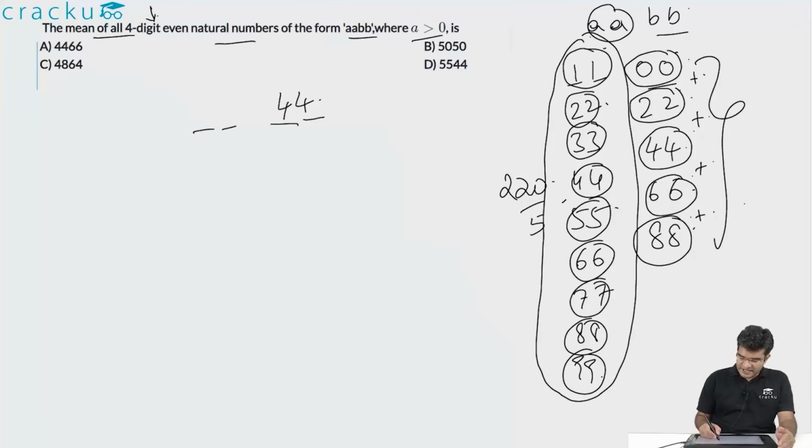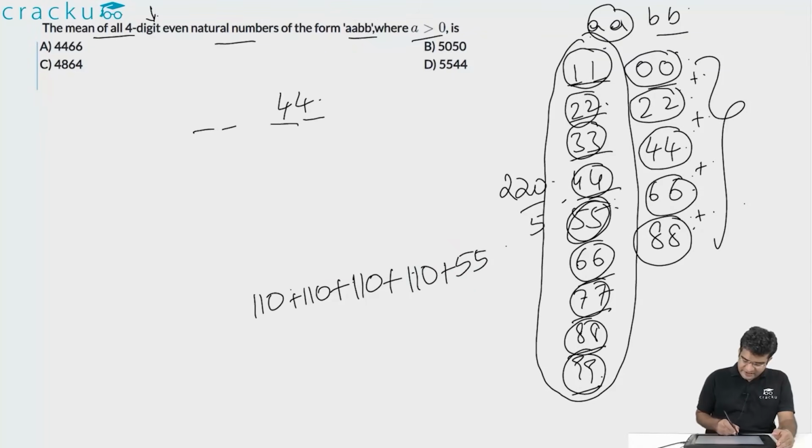You will find out that the average will be equal to 11 plus 99, so that is 110, plus 22 plus 88, so again that is 110, plus 33 plus 77, so again 110, plus 44 plus 66, so again 110, and you have 55 in the middle. And 55 divided by how many such numbers are there? There are 9 such numbers.